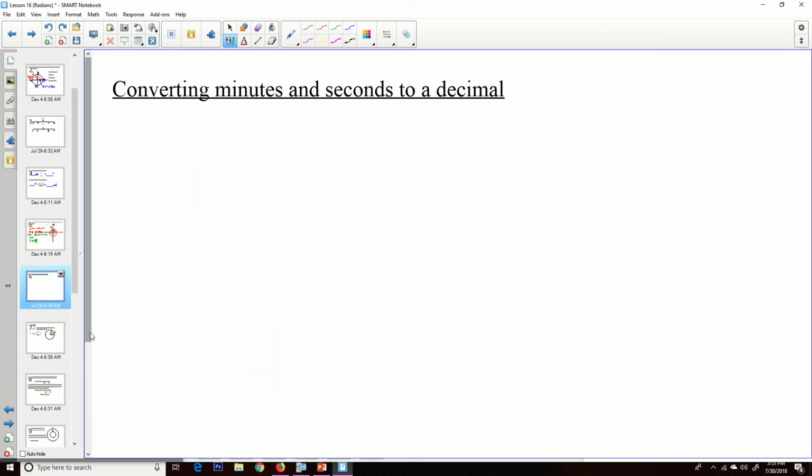Next one, converting minutes and seconds to a decimal. I think that you're going to want to do this every time. In a couple places, you're going to see this kind of notation. So 32 degrees, 15 minutes, 20 seconds. That's what that says. We want to convert this into a decimal. You're not going to see it a lot, but you'll see it every once in a while. And so we're just going to do this every time just to be consistent.